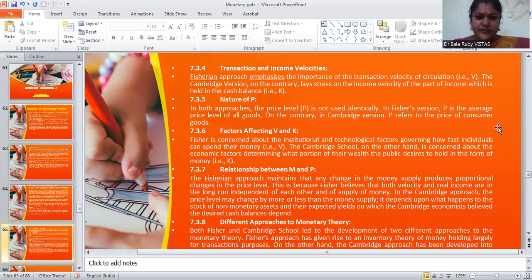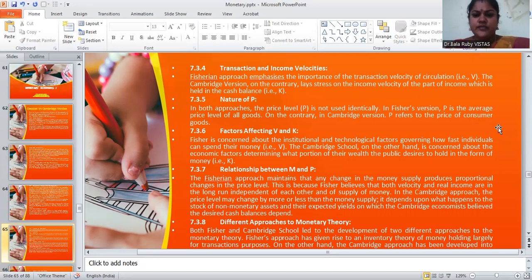The next difference is the factors affecting V and K. Fisher is concerned about the institutional and technological factors governing how fast individuals can spend their money. That is the V value. The Cambridge School, on the other hand, is concerned about economic factors determining what portion of their wealth the public desires to hold in the form of money. The next difference, relationship between M and P.